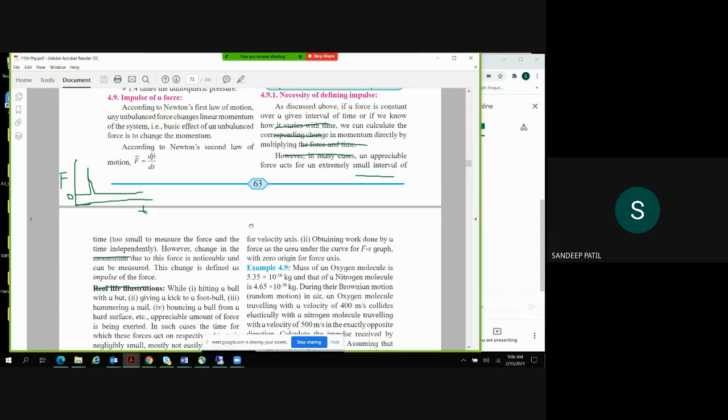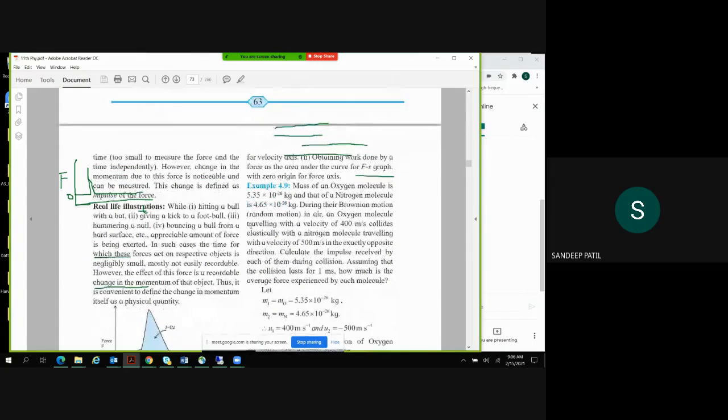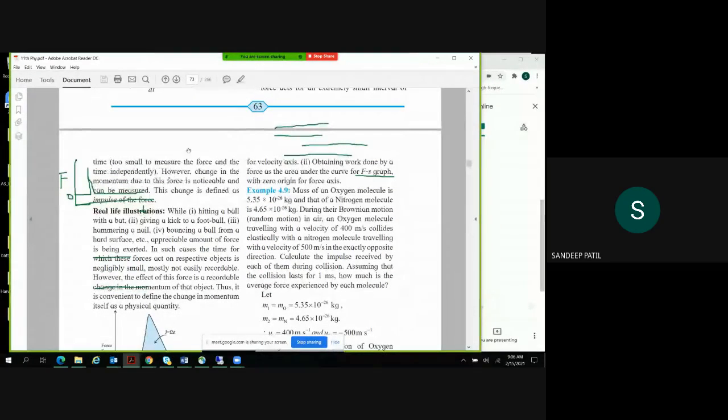So sometimes we can't measure such short duration forces. Just for an example, this is force and this is time. There is no force, so we can assume it as zero. Suddenly there will be a force, and it will be for a very short duration. This type of phenomenon we will see just now. We can't measure such a thing, but we can measure the impulse of force, what happens after that.